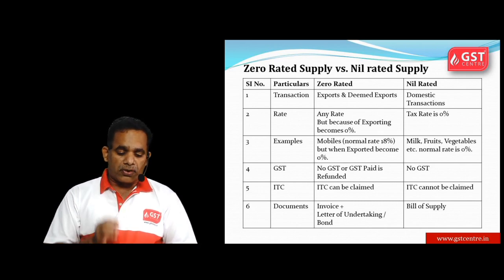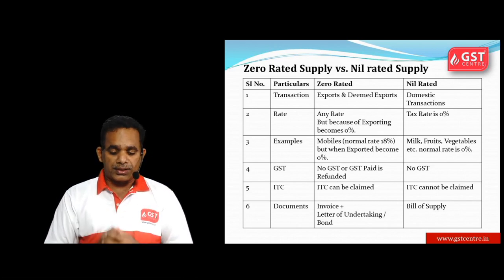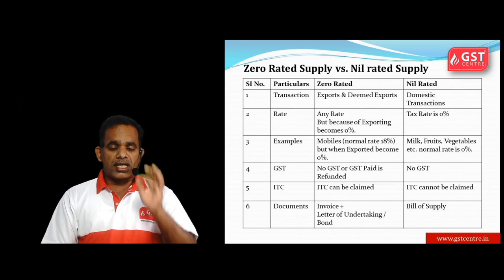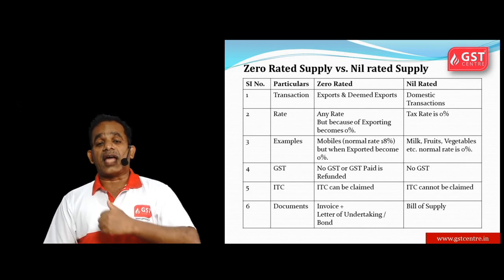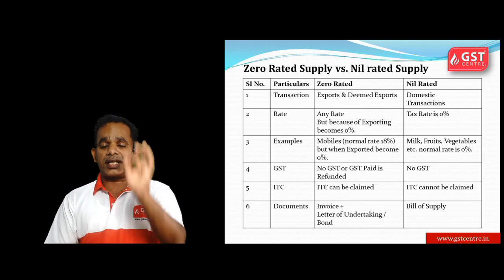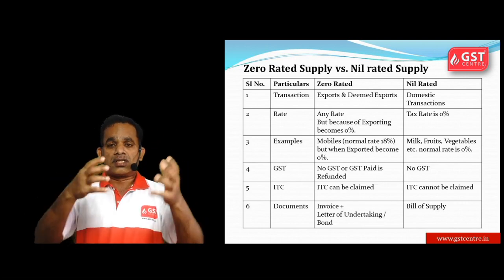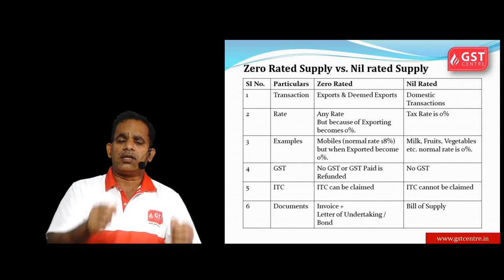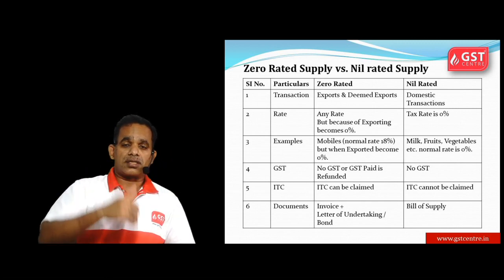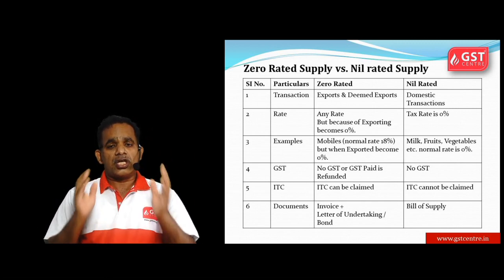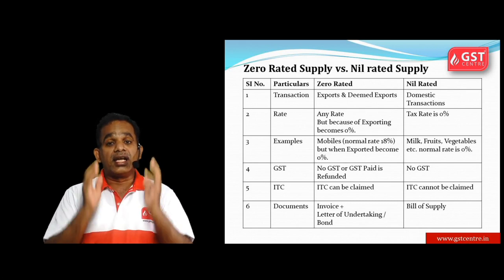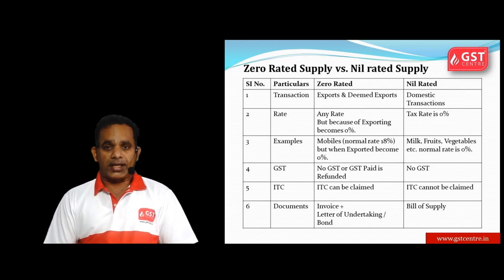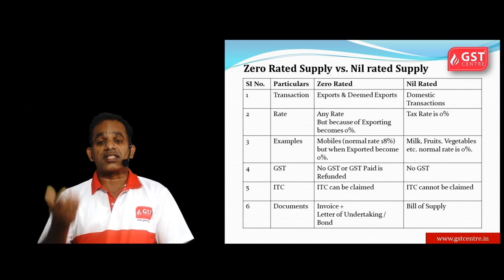Then for zero rated, no GST or GST paid is refunded. Nil rated, no GST. Then the biggest difference is, in case of zero rated, ITC can be claimed by the supplier. Input tax credit can be claimed in respect of such supplies. Suppose some raw materials are used for zero rated supplies. The supplier can claim that input tax credit, which is the GST paid to the supplier of that raw material. But such input tax credit is not available for nil rated. Then the documents for zero rated include invoice, letter of undertaking, bond, etc. For nil rated, it is bill of supply.